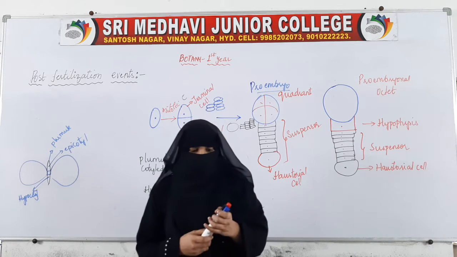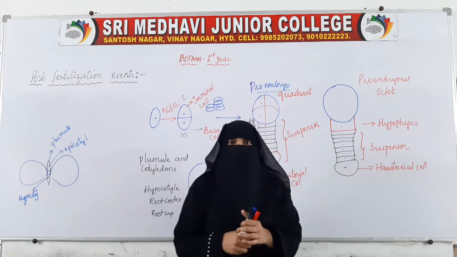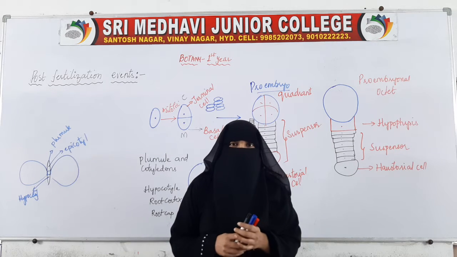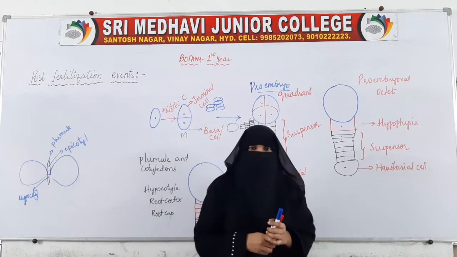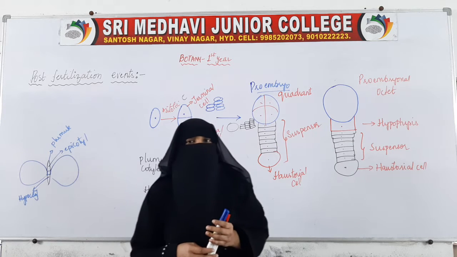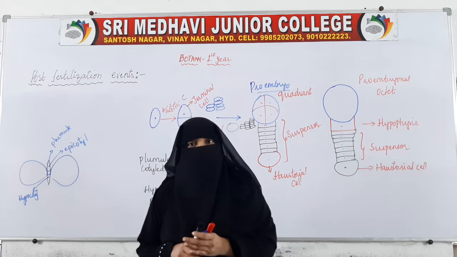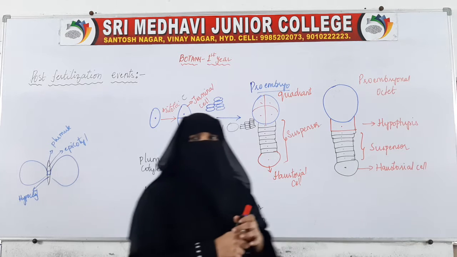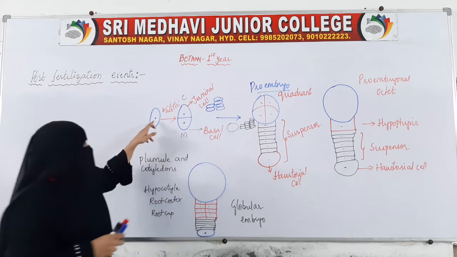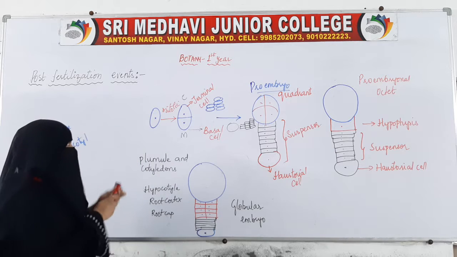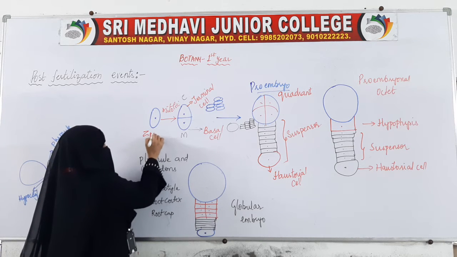Welcome everyone. In the previous video we were discussing the different changes which take place in the zygote after fertilization. That is, the zygote will develop into an embryo. How the development is taking place, let us see this one. So we have already started with this. So this is the zygote, this diploid zygote which is in diploid condition.